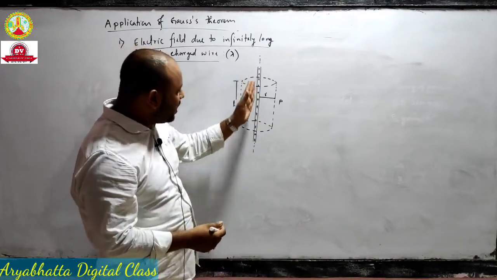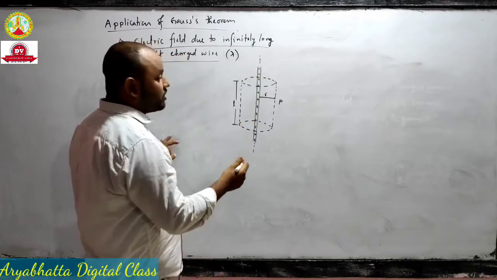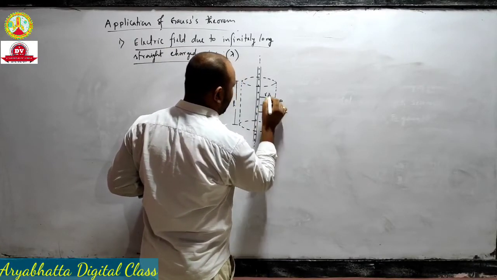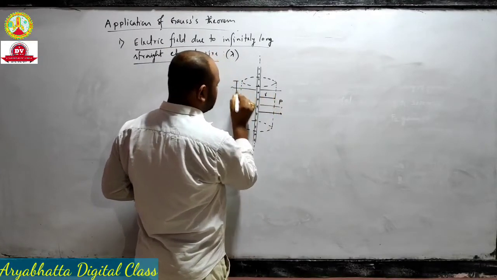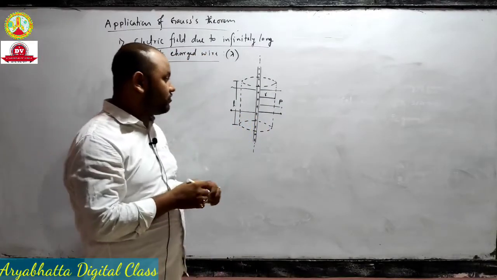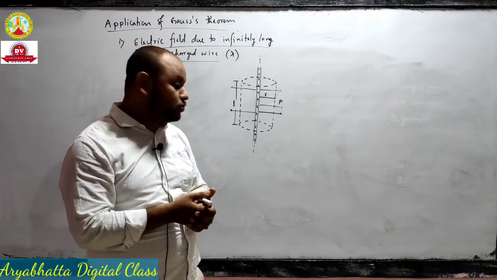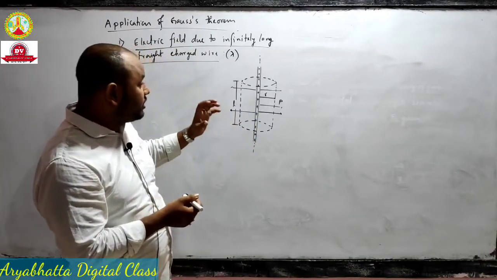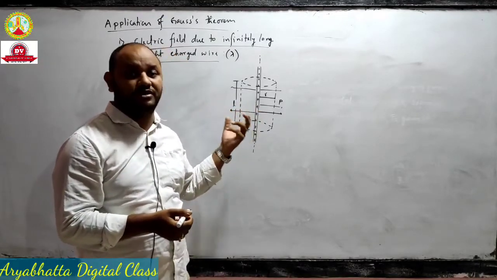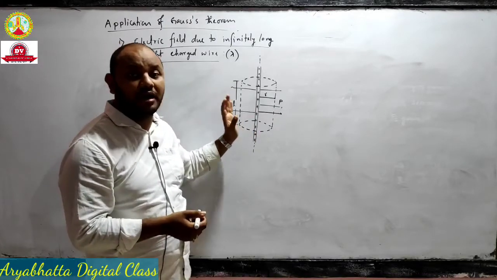Here charges are uniformly distributed over this wire. That is why the electric field lines will be emerging like this. These are the electric field lines. The electric field lines will intersect the curved surface. They will pass only through the curved surface. That is why there is flux only from this curved surface.